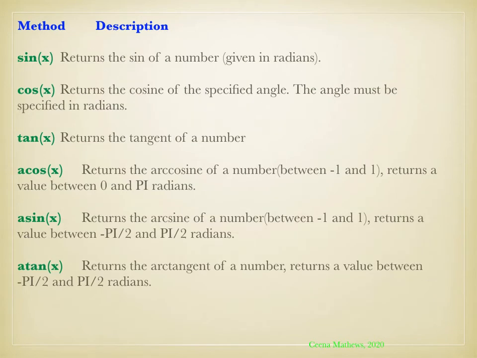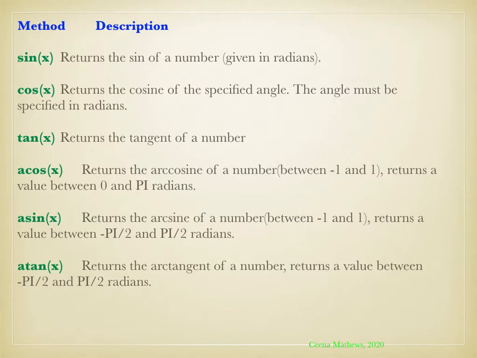Next method is sin of x. It returns the sine of a number, but the value of x here should be given in radians instead of angles. Next is cos of x, which also returns the cosine of the specified angle. The angle must be specified in radians here. Atan of x also, x should be given in radians, and it returns the tangent of a number.